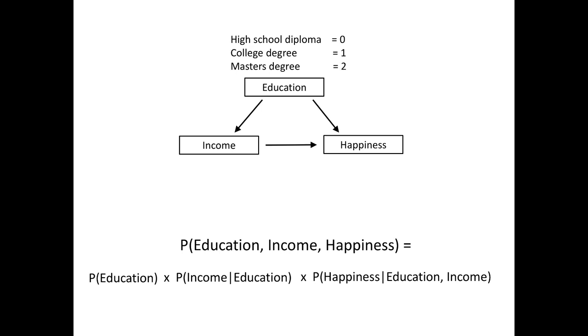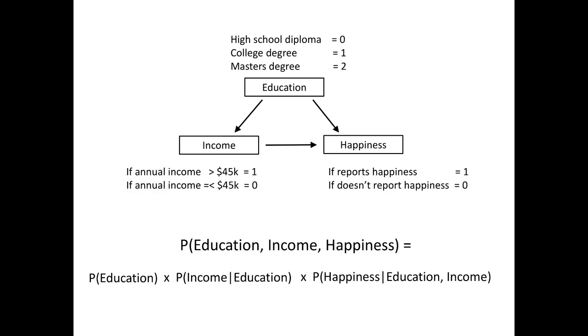0 if the person has a high school diploma, 1 if the person has a college degree, and 2 if the person has a master's degree. The variables income and happiness remain the same. The joint probability distribution will be factorized in the same way, but now the conditional probability tables for each of the three variables will change.